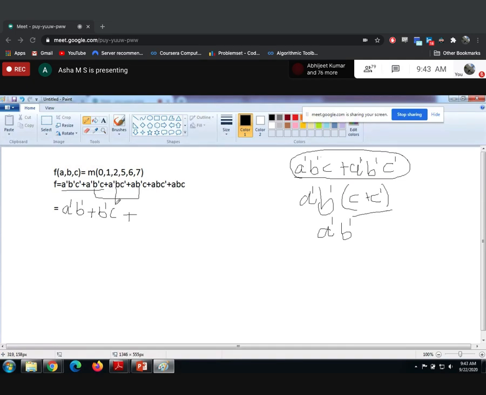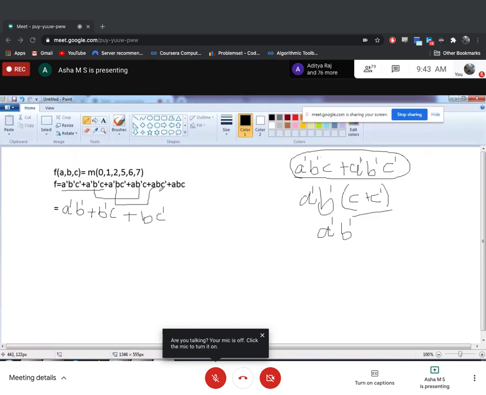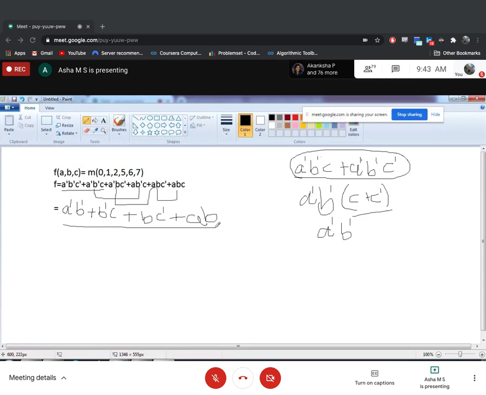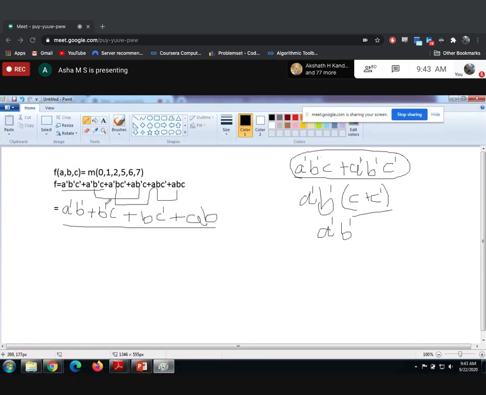If you take these two, b c bar is common. So a bar plus a will become 1, and it will become b c bar. So check with a, b, c. Check the last two. If you take these two, a b is common. So a.